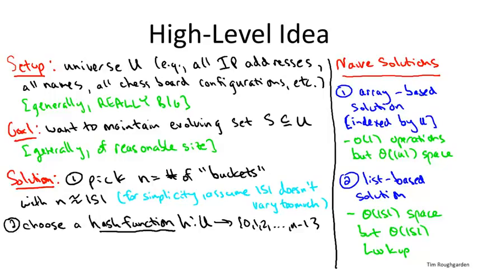Obviously at the moment this is super underspecified. There's a zillion functions you could choose. Which one do you use? We'll talk about that, but for now there's just going to be some hash function mapping from elements of the universe to buckets, to positions in this array.